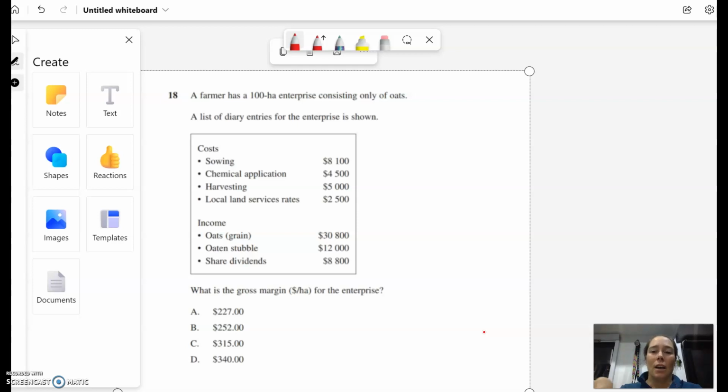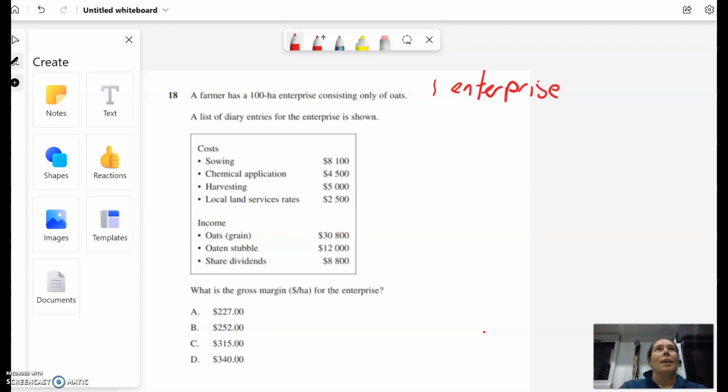Gross margins are firstly just for one enterprise. So that's one of the most important things to remember, that even if a farmer has got a dairy enterprise as well as some bees as well as sheep, you only look at one enterprise at a time. So one enterprise only at any given time.